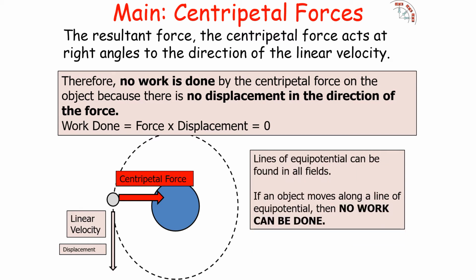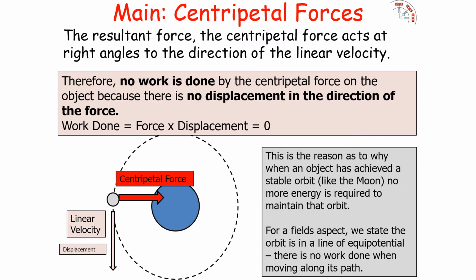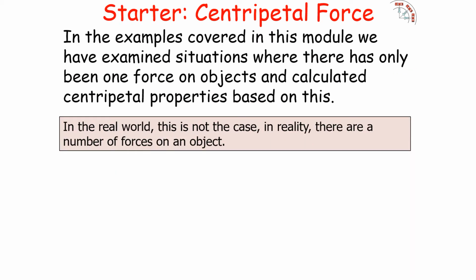So if an object moves along a line of equipotential, no work can be done, which is why objects can achieve stable orbits in the universe. So for a fields aspect, we state that the orbit of something like the moon is on a line of equipotential, as no work is done when moving along its path.